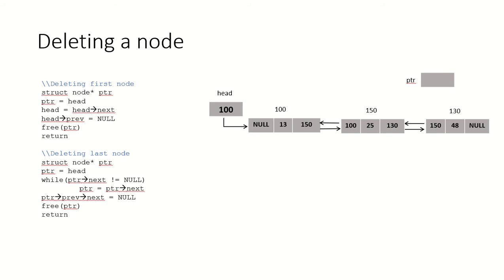In this video, we will see how we can delete a node from a linked list. So we will take various cases. Suppose we have to delete the first node.